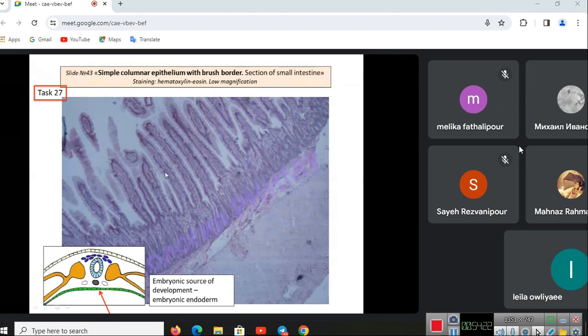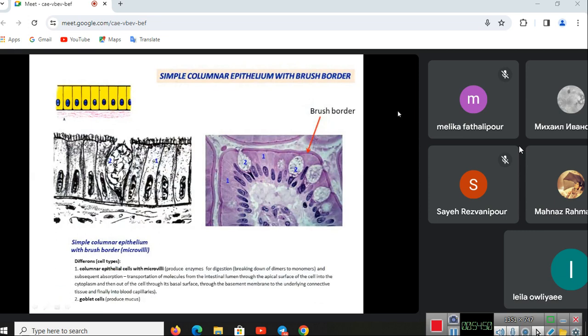Where is this epithelium? It is covering all the villi from outside here, and also it goes here. These smaller invaginations which go deeper are called crypts. So this epithelium covers both evaginations, villi, and invaginations, crypts. The simple columnar epithelium with brush border.